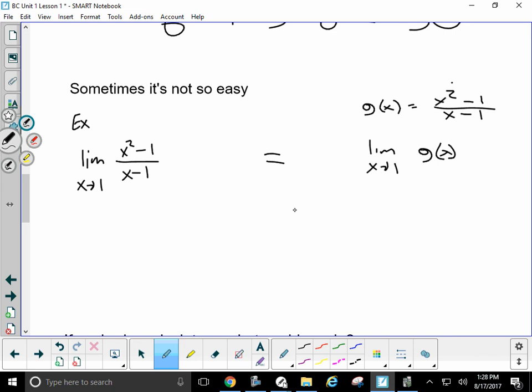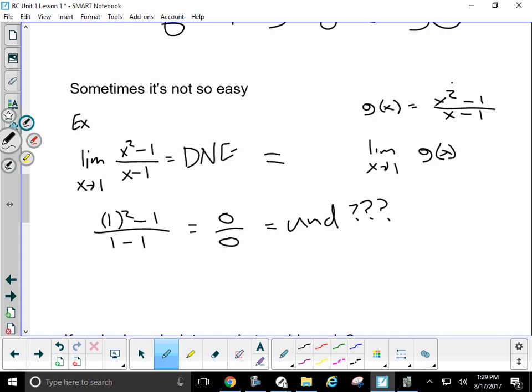So first attempt is to find g of 1. You plug in 1 squared minus 1, and then 1 minus 1, and you get that 0 over 0, which we know is undefined, which puts us in a tough spot. Lots of times when students run into this, since they see that the function value doesn't exist, they assume that this limit does not exist. But that is wrong. This limit actually exists. If we look at the graph of x squared minus 1 over x minus 1, we'd be able to see that.